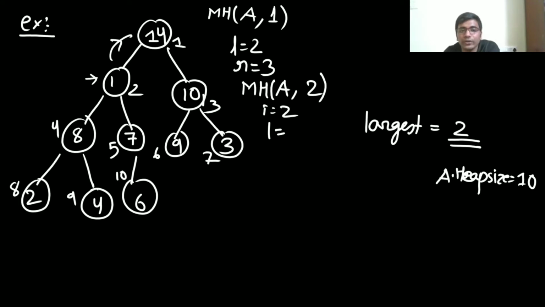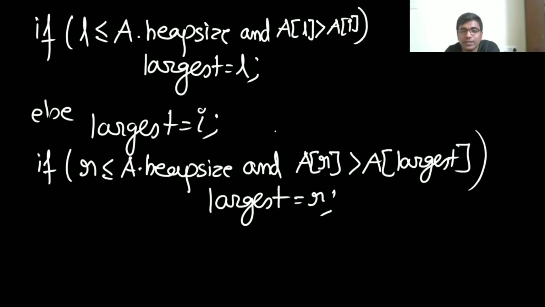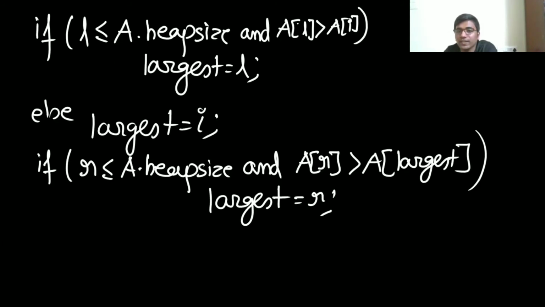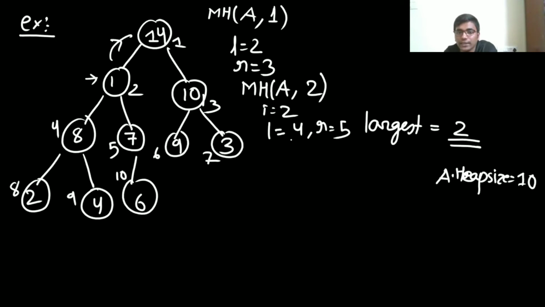Okay. Now left is going to be 2 into 2, that is 4, and right is going to have 5. Now I will check whether L is smaller than A dot heap size. L is your 4. Yes, it is smaller than A dot heap size. A[4], is it greater than the parent element A[I]? Yes. Then largest is going to be 4.